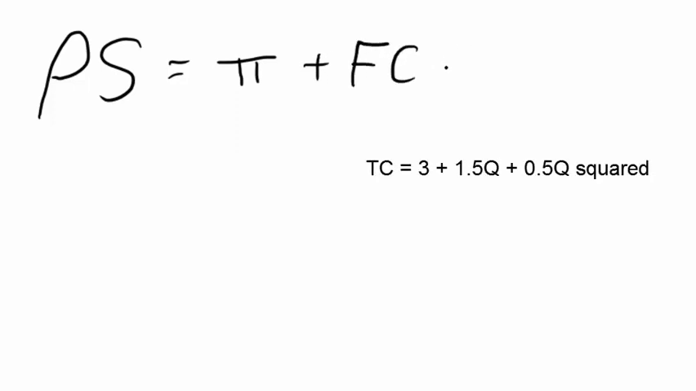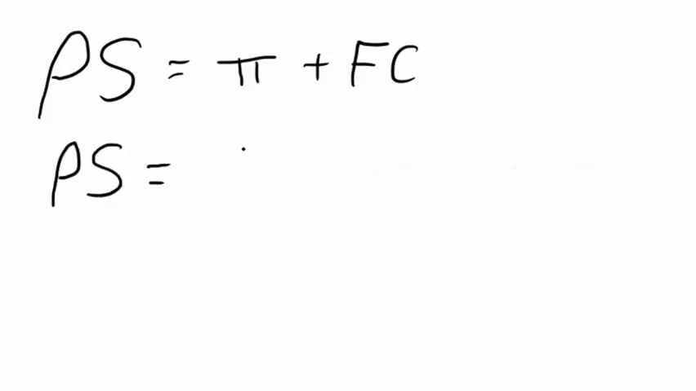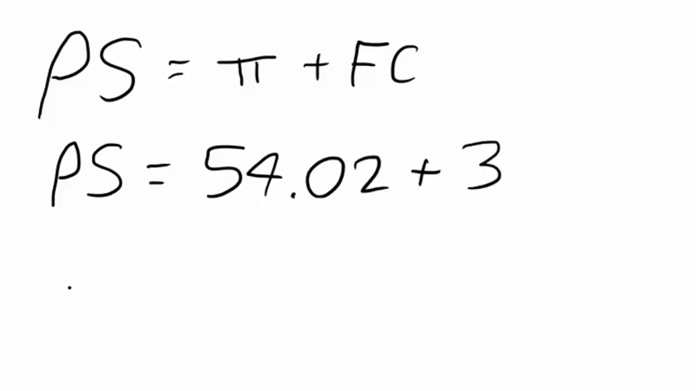Next, we want to find the producer surplus. And if we recall, the formula for producer surplus is profit plus fixed cost. And if we were to look back at our total cost function, it was 3 plus 1.5q plus 0.5q squared. And we notice that 3 does not have any q's next to it, so that is our fixed cost. And we would add that to our profit of 54.02. So we would have 54.02 plus 3, and so our producer surplus is 57.02.